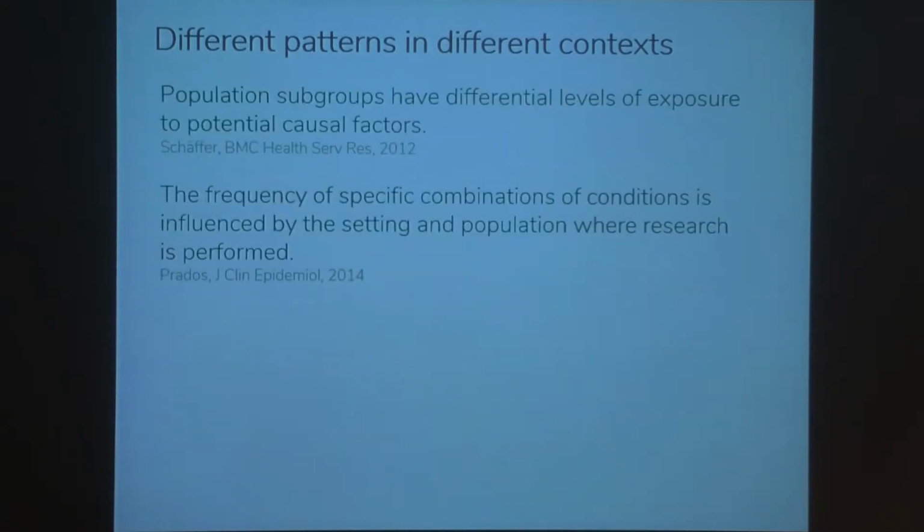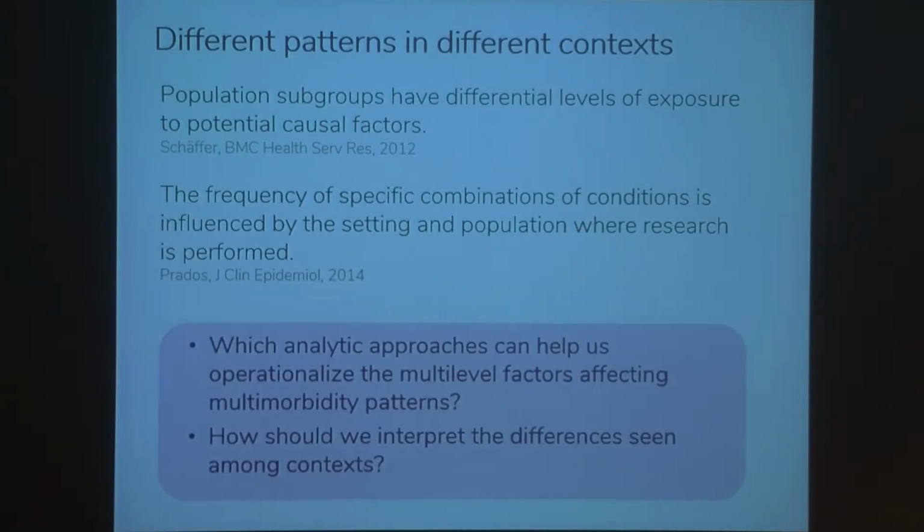So basically, what we see is that, because population subgroups are exposed to different levels of potential risk factors, the frequency of specific combinations is very heterogeneous and very different depending on the context and the setting. So the two sub-questions from this block that came to my mind are: first, what are the analytical approaches that we should use to really capture these multi-level factors affecting multimorbidity patterns? And second, how should we interpret these differences?